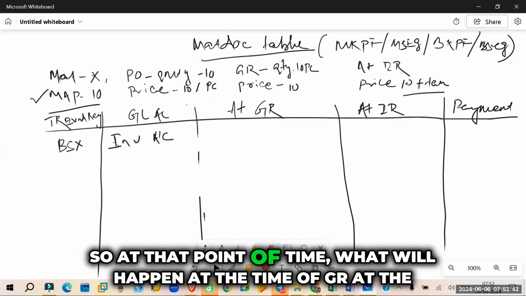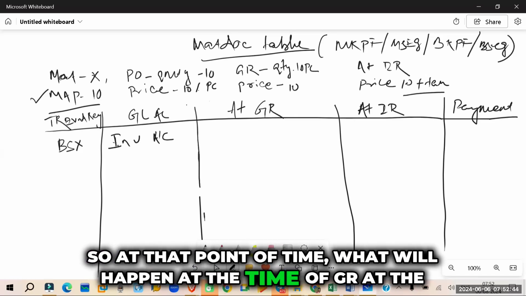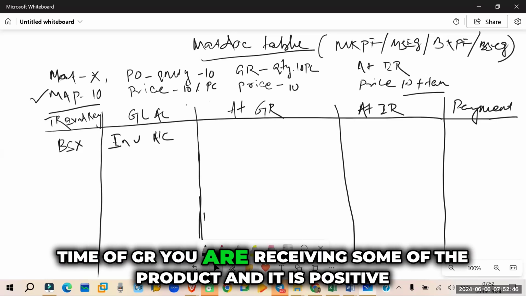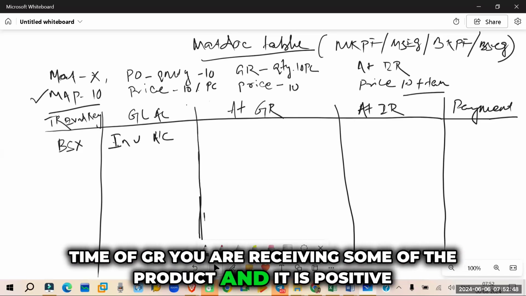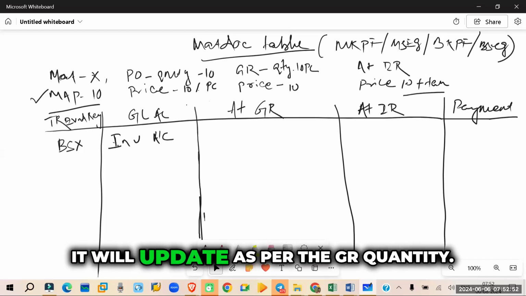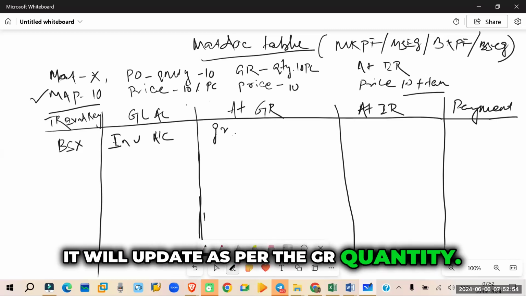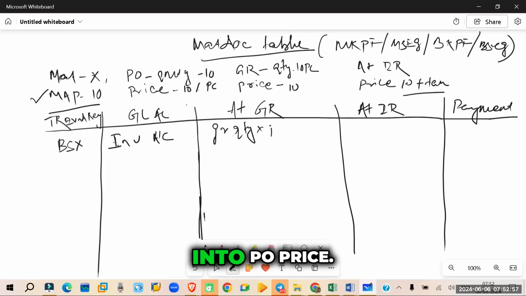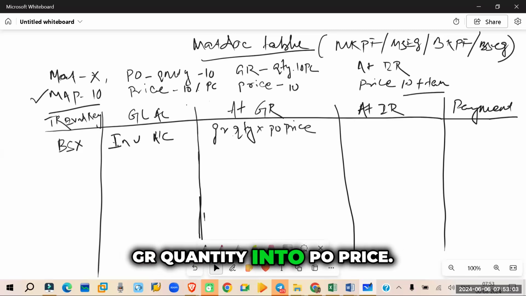So at that point of time, what will happen? At the time of GR, you are receiving some of the product and it is a positive quantity. How will it update? It will update as per the GR quantity into PO price.